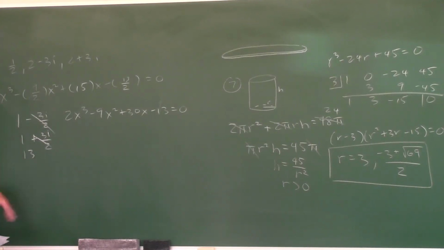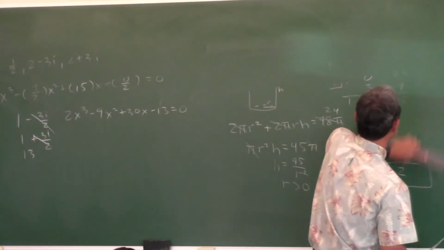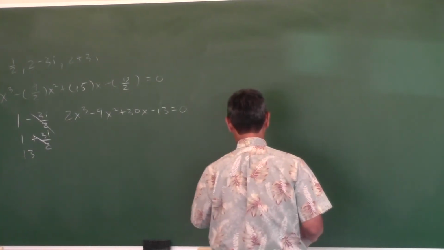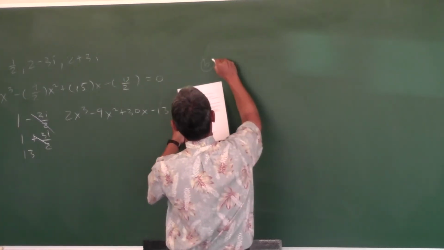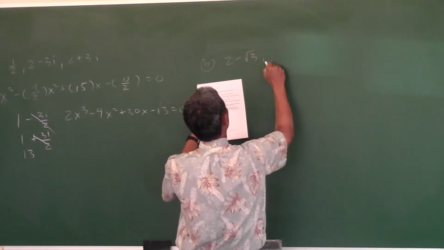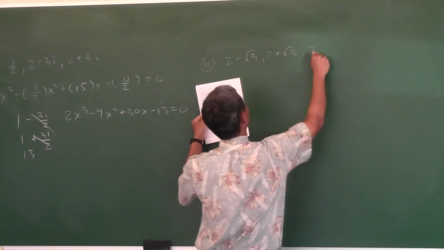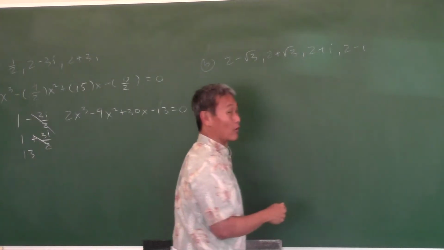Anyway, I don't think there's any problem this easy. Come on, this is like 30 seconds if you're practiced. If you're not practiced, then who knows how long it takes. And then B part. If 2 minus root 3 is a root, what else is a root? 2 plus root 3. And if 2 plus i is a root, 2 minus i is a root. So there's 4 roots, so it's 4th power.